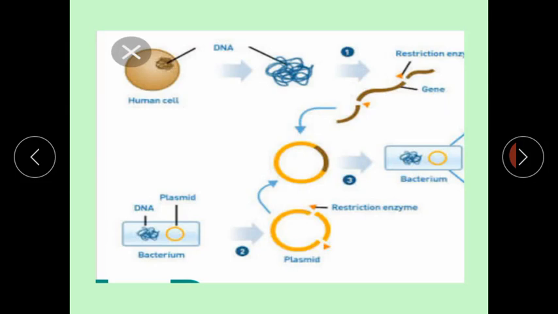In this picture, the second and third steps are described. In the first step, you can see that this is a human cell, and from the human cell, DNA is carried out, and the gene of interest is cut down with the help of restriction enzyme. In the second step, plasmid is carried out from the bacterium. This is the plasmid, and that gene of interest is attached to the plasmid.